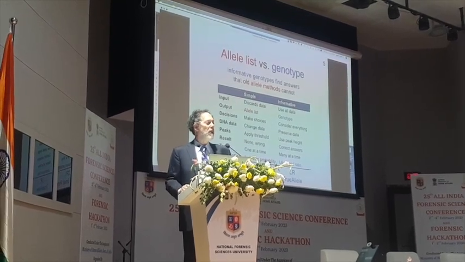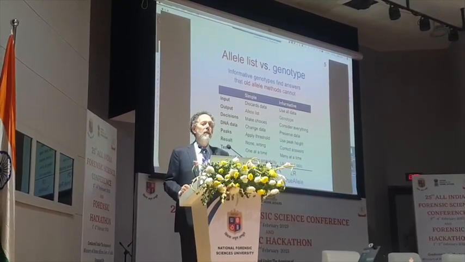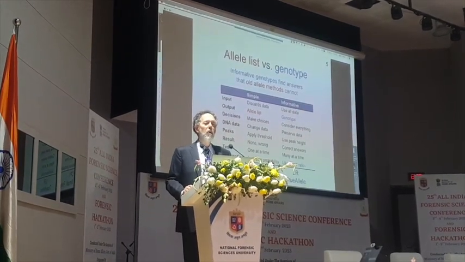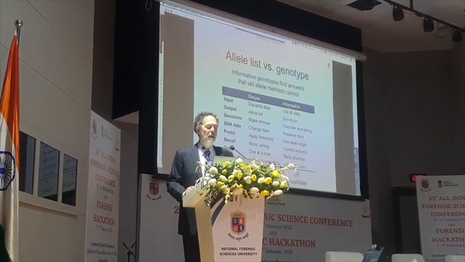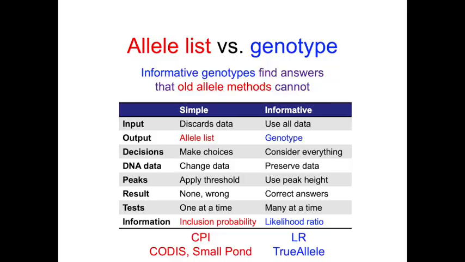The answers are either non-existent, that is, there's no answer, it's inconclusive, or the answers give an incorrect statistic, because the tall peaks, the short peaks, the patterns, none of it is left. The older methods use an inclusion statistic, which is all you can use when you've thrown out the heights of the peaks and the low data. That's called CPI, combined probability of inclusion. Databases that rely on it include CODIS or SmallPond. The genotypes produced by the informative systems use likelihood ratios that don't have any thresholds. They fully explain the STR data.